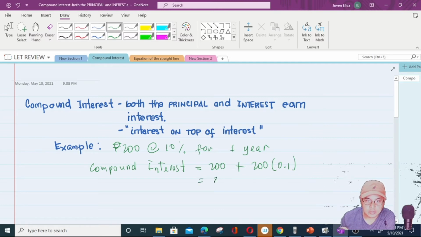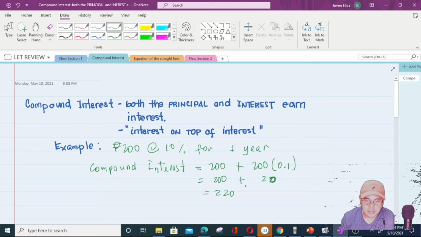So this is the principal plus the principal with interest. 200 multiplied by 0.1 will be 20. So therefore, after 1 year, the 200 will become 200 plus 20, which is 220 compounded interest.